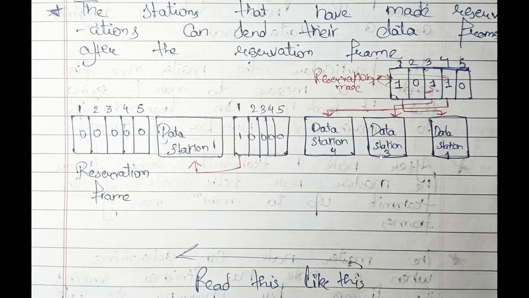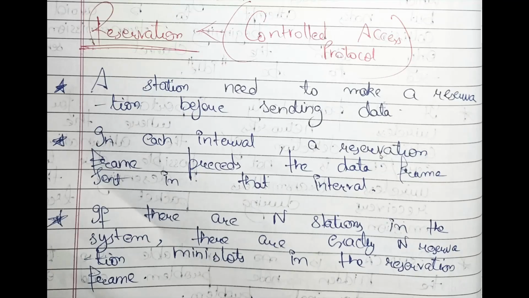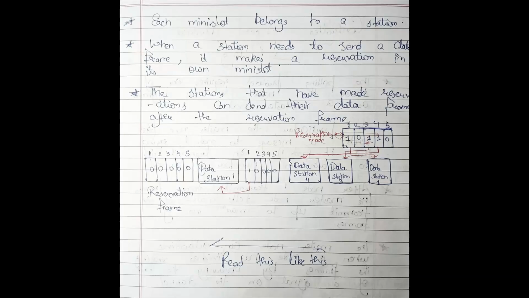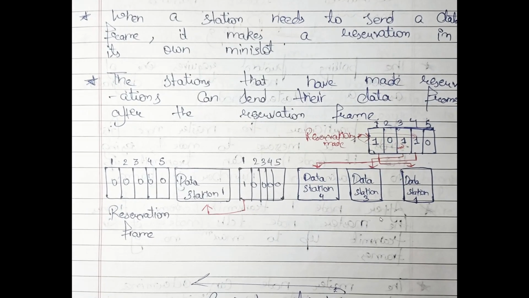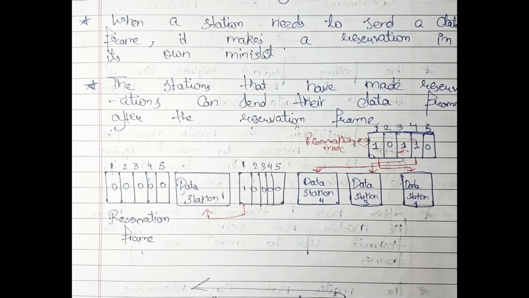Okay, so this is what this point meant, that a reservation block precedes the data frames. The stations that have made reservations can send their data frames after the reservation frame. So first the reservation frame will be passed, then dispatched, then the stations can send their data after this one is passed. All right.